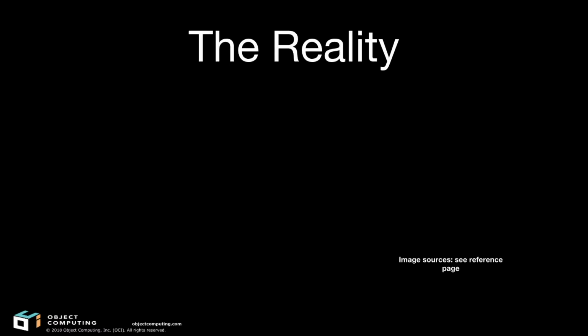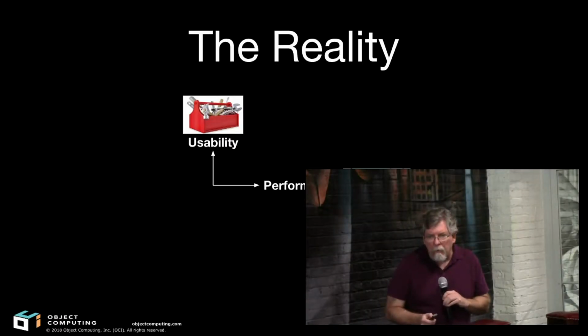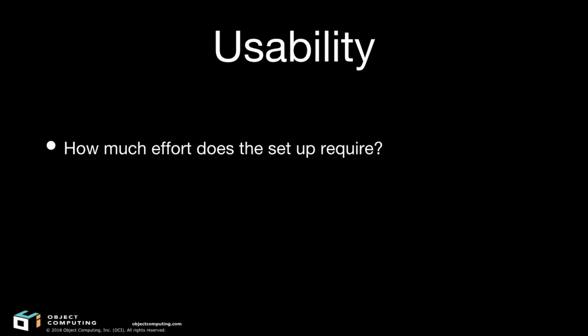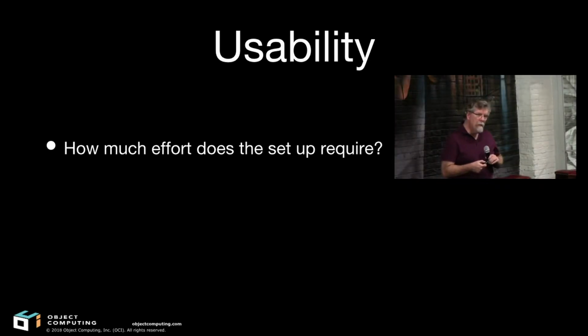So the reality of using blockchain is there are three characteristics that I've called out: usability, performance, and scaling. And so what do these things mean? Usability is how hard it is for you to incorporate a particular blockchain tool into your environment. For instance, how hard is it to set up a development environment? If you're using a package that you can install and start working with in a few steps, that's great. But if it takes 20 or 30 steps to install, that may not be the tool for you.